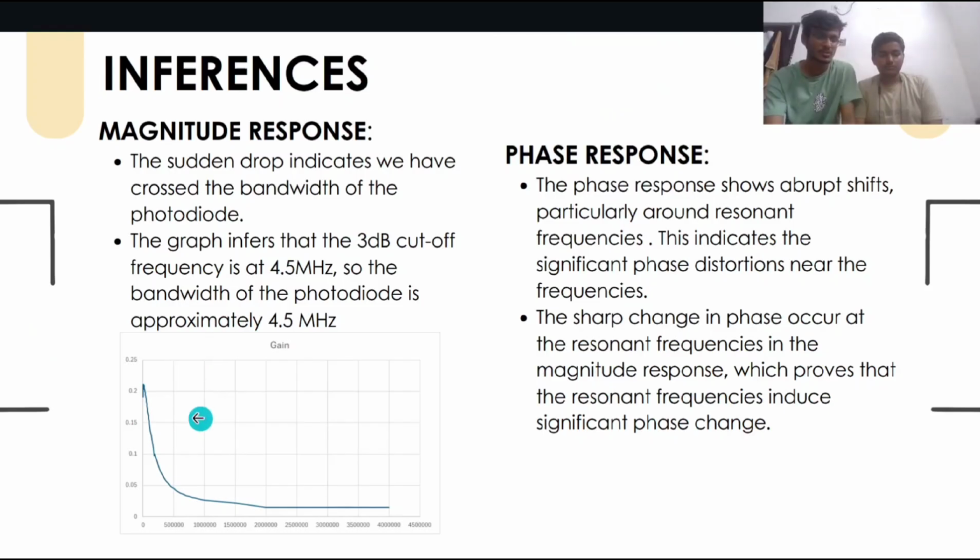From the magnitude response graph, we can see that the gain is approaching 0. This is due to the photodiode saturation at higher frequencies. We can see that the bandwidth of the photodiode is crossed, and the photodiode is saturated. Also, we can infer from the graph that the 3 dB cutoff frequency is at 4.5 megahertz.